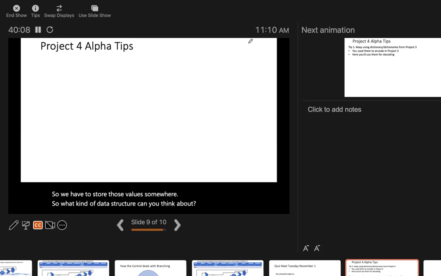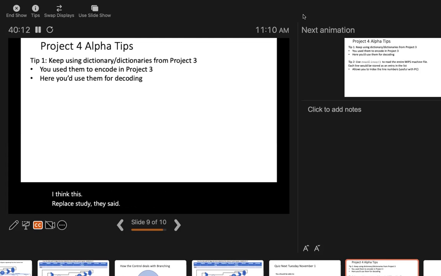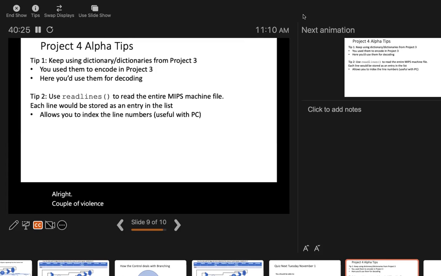Okay, all right. So let me share some of my tips. Tip number one, keep using the dictionaries that you have been using in project number 3. You have used those dictionaries for the encoding purpose. This time we have to use them for decoding.